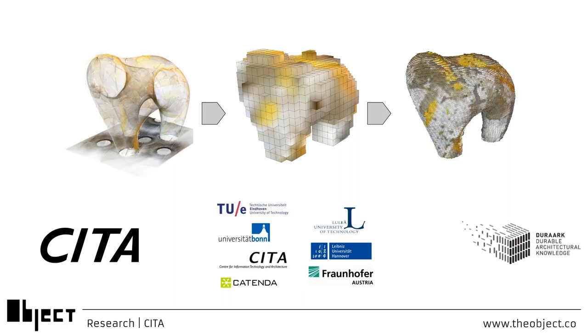From 2015 until 2017, I worked at CITA, which is part of the Royal Academy of Arts in Denmark, and CITA is a part of the architectural school there. The first project which I worked on was actually DuraArk. This is the project which was composed of those seven institutions here, and one of the institutions was CITA, where I was employed. This software was used to introduce point clouds to designers through a really friendly user interface in Grasshopper.